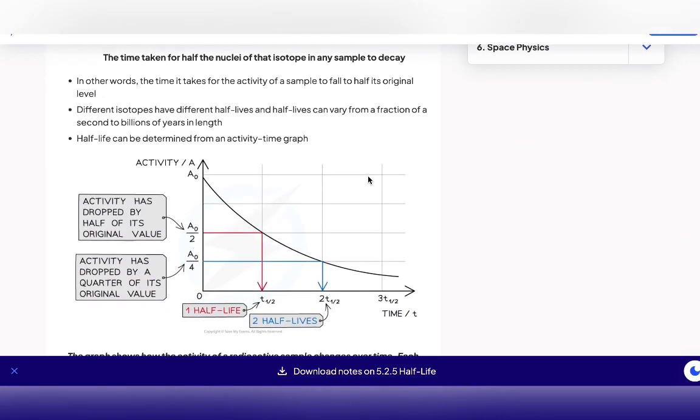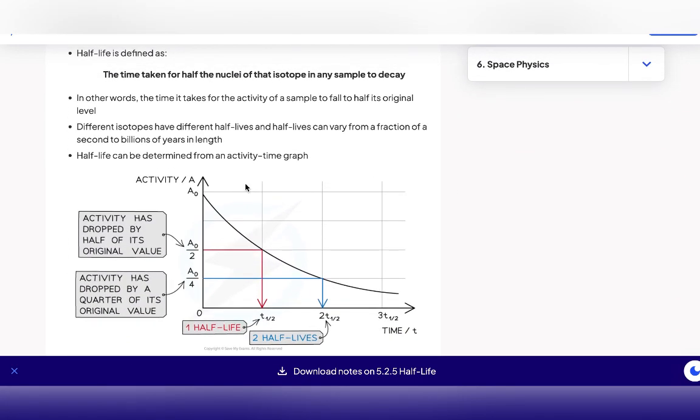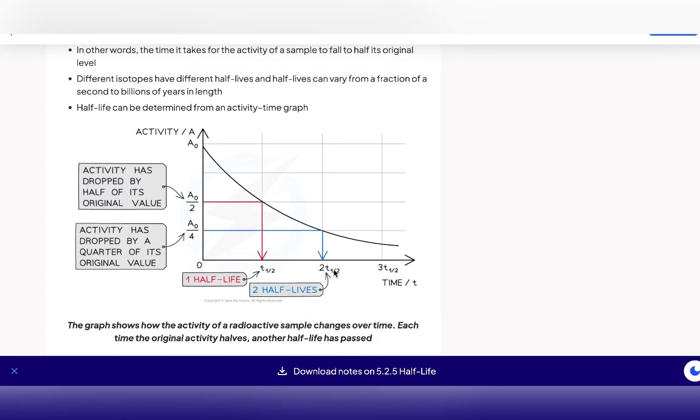Now we can show this in a graph. From the graph perspective, if you're given a graph and they're asking you to calculate the half-life, we presume that the background radiation has been deducted. If they say the number includes the background radiation, you have to subtract the background radiation from the activity. It's always a plot of activity against time.